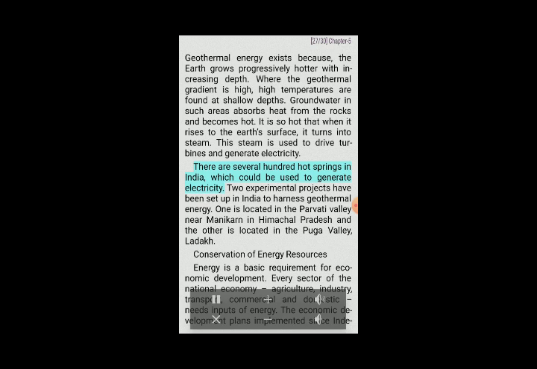There are several hundred hot springs in India, which could be used to generate electricity. Two experimental projects have been set up in India to harness geothermal energy. One is located in the Parvati Valley near Manikarn in Himachal Pradesh and the other is located in the Puga Valley, Ladakh. Conservation of energy resources.